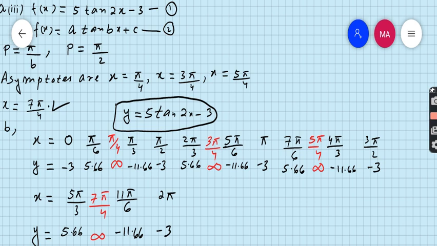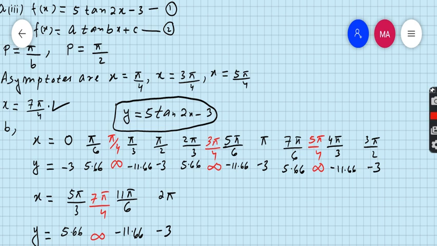5 tan 2 into pi by 2 minus 3 is minus 3. Then 2 pi by 3: 5 tan 2 into 2 pi by 3, you will get 5.66. Next is 5 pi by 6: 5 tan 2 into 5 pi by 6 minus 3, you will get minus 11.66. Kindly check it, and if you find any mistake, let me know. The next is 5 tan 2 into pi minus 3. You will get minus 3. Kindly keep in mind your calculator must be in radian mode.